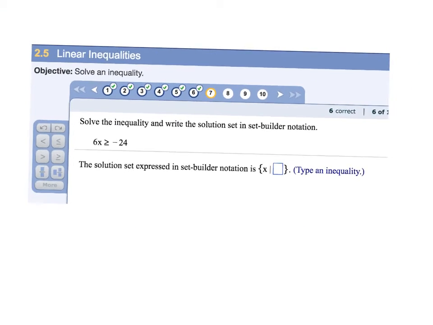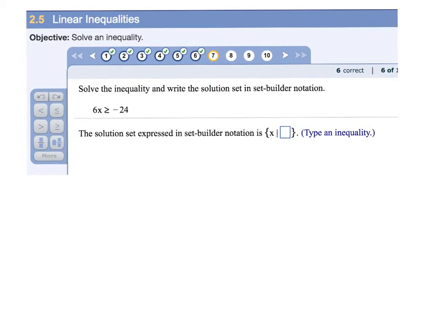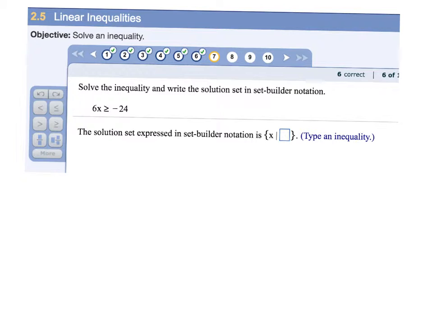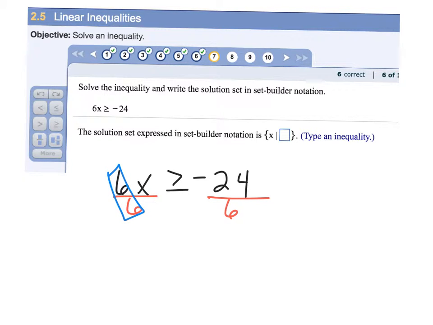All right, now it's just a little bit easier. Now all we have to do is solve it and then write it down. And so we've got 6x is greater than or equal to negative 24. We're going to divide both sides by 6. 6 divided by 6 is 1, so you get x. And then negative 24 divided by 6 is negative 4.